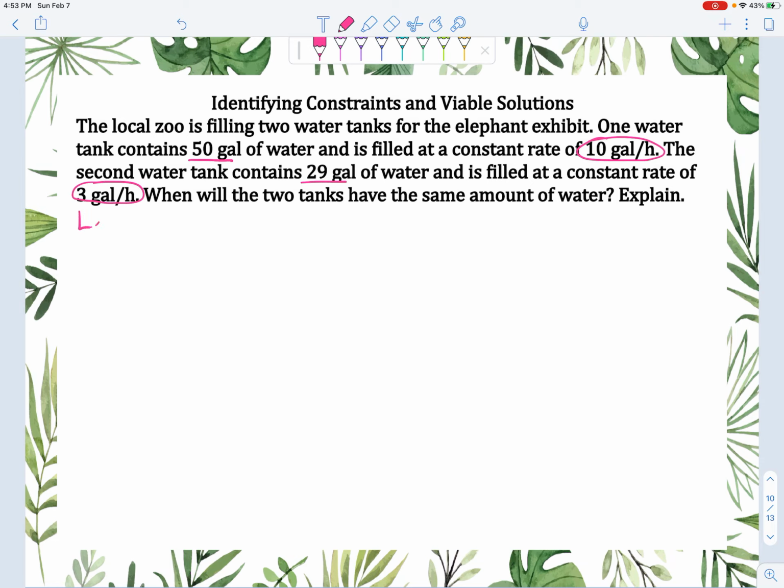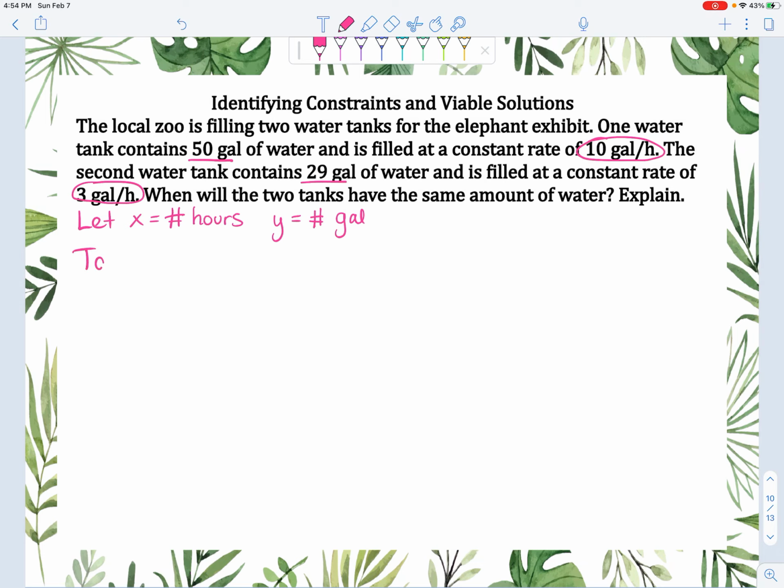Explain. So again, I'm going to start by defining some variables here. Let x equal, y equal. So we've got 2 variables. We've got numbers of gallons and hours. I know that the number of hours has to be my x. That's my independent variable. Time is always independent. So that means y has to be numbers of gallons.